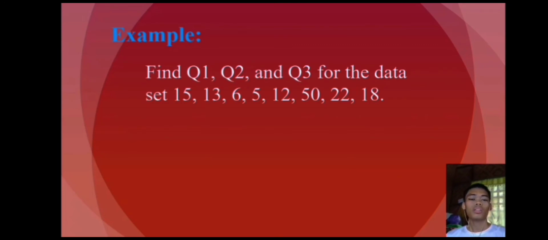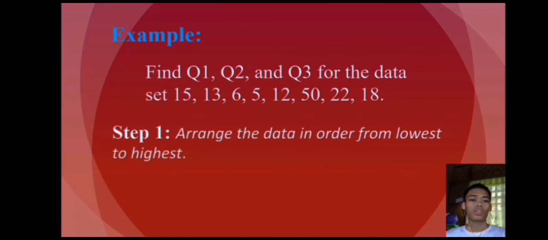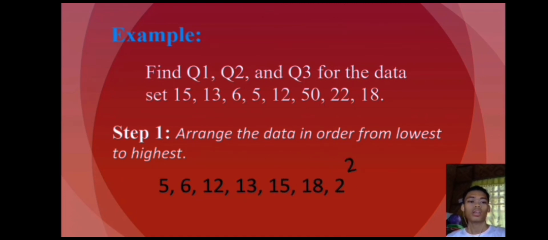Example: find the first quartile, second quartile, and third quartile for the data set 15, 13, 6, 5, 12, 15, 22, 18. The first step is to arrange the data in order from lowest to highest. Based on the given set, our minimum value is 5 and our maximum value is 50. So the set would start with 5, followed by 6, 12, 13, 15, 18, 22, and lastly 50.